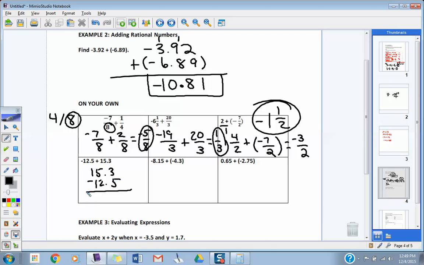What'd you say you got? 2.5. Not 2.5. I got 2.8? Okay, should be 2.8. Run that through there again, Coach, just to make sure, okay? Am I keeping a positive sign or a negative sign here? Keep that positive because 15.3 dominates 12.5.